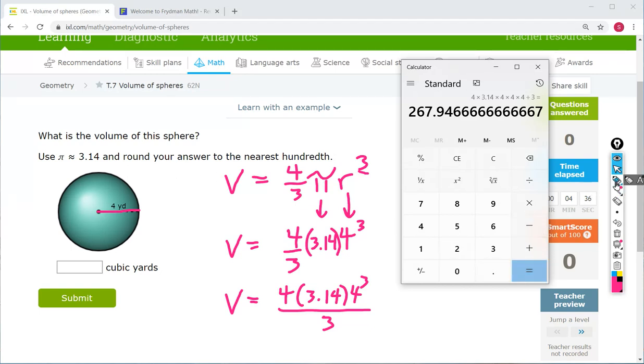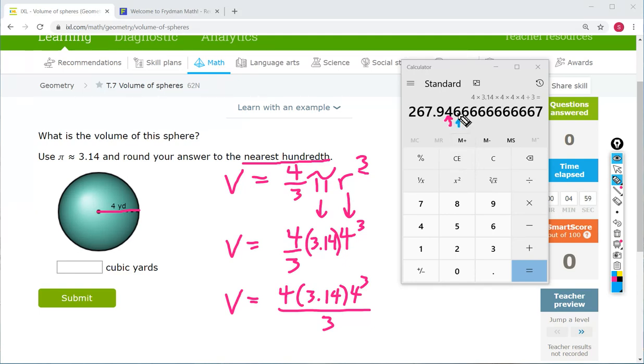And this says that we should round our answer to the nearest hundredth. So here's the decimal point. 2 spaces after that, here is the hundredths place. So 4 is in the hundredths place, and that's what I call the rounding digit. And then the next digit over is the decision digit.